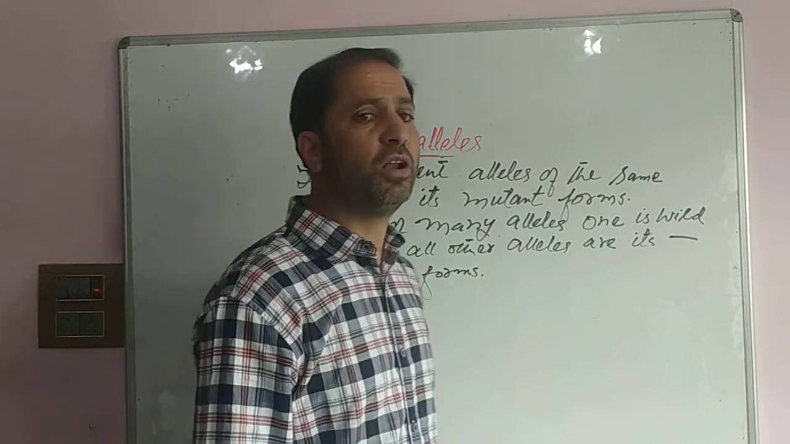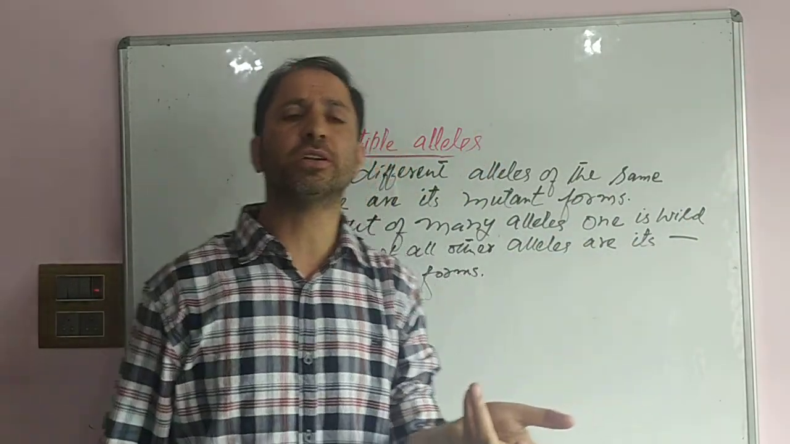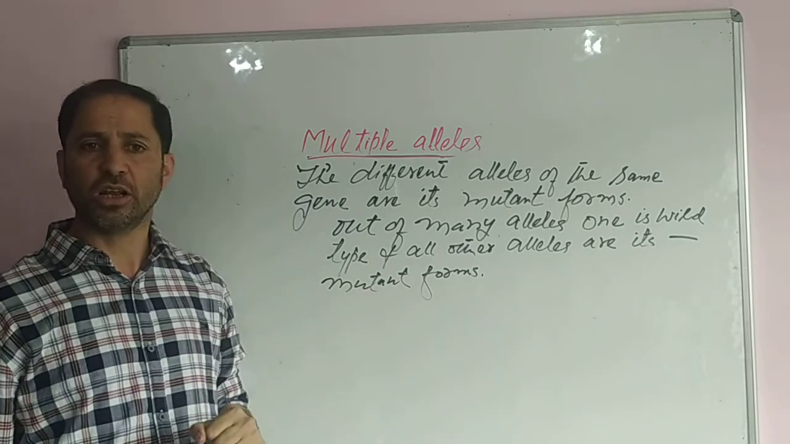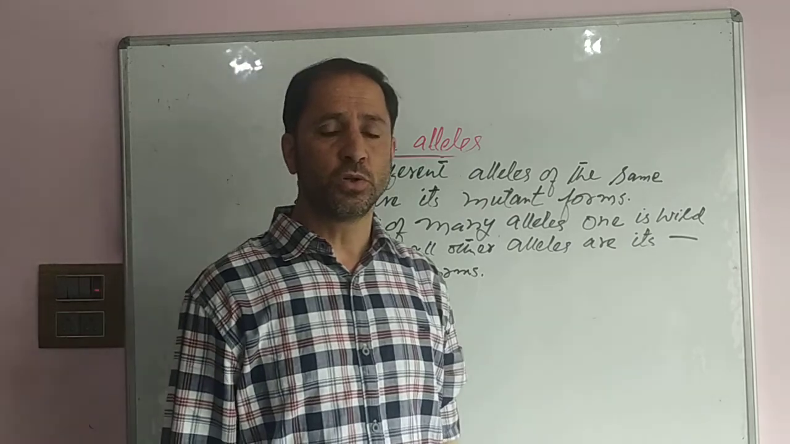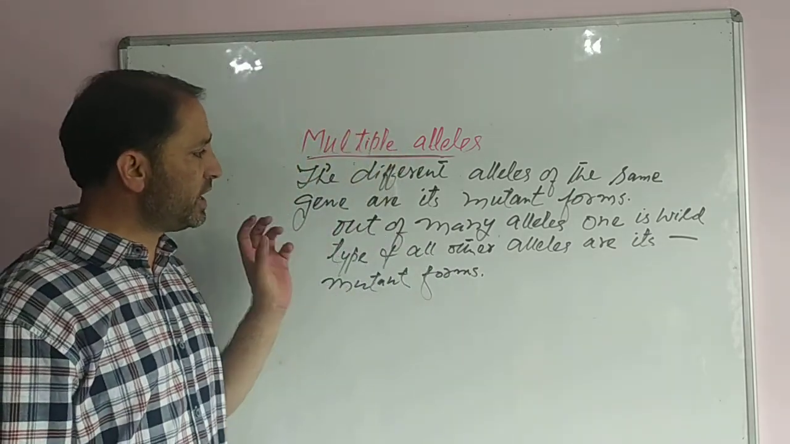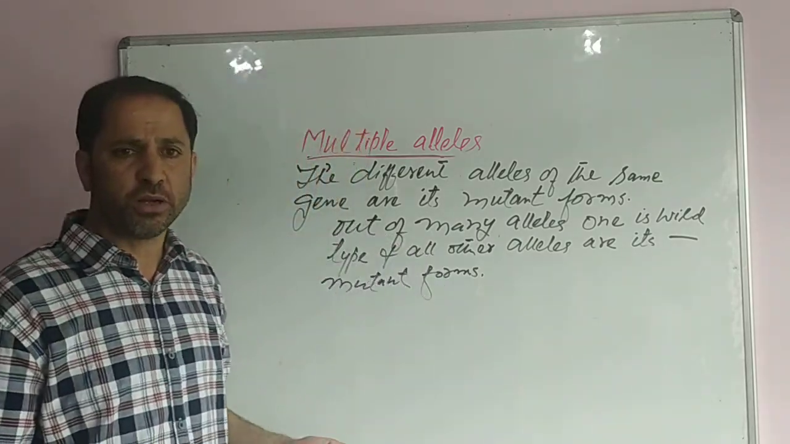How is an allele formed? When the wild type gets mutated, a mutant form of the wild type is an allele. But when we say many alleles, what happens? So I may say when a gene gets mutated a number of times in different directions, it gives rise to many alleles.